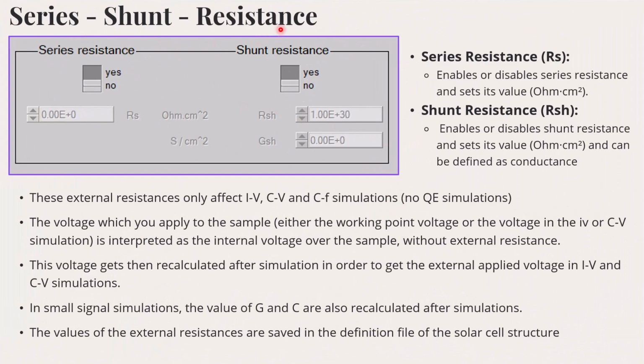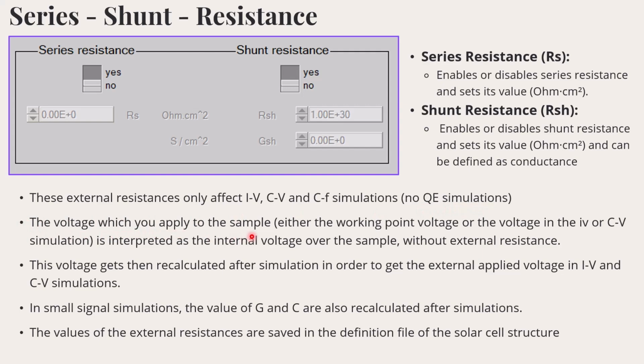Now we have the series and shunt resistance. The series resistance enables or disables the series resistance and sets the ohm value. So once you click on yes, you can set the ohm value. For the shunt resistance also, when you click on yes, you're able to set the shunt value. You can actually set it in the form of resistance or in the form of conductance. Now, for solar cells, these external resistances affect the current voltage characteristics, capacitance voltage characteristics, and capacitance frequency simulation, but it does not affect the quantum efficiency simulation.